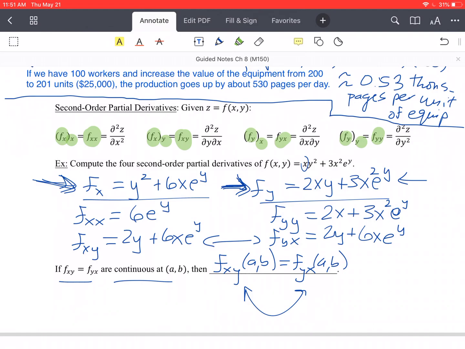But that brings us to the end of section 8.4, our kind of introduction into the calculation of partial derivatives. When we come back next time in 8.5, we're going to look at more calculus that we're going to be performing using these partial derivatives. So I'll see you all next time.